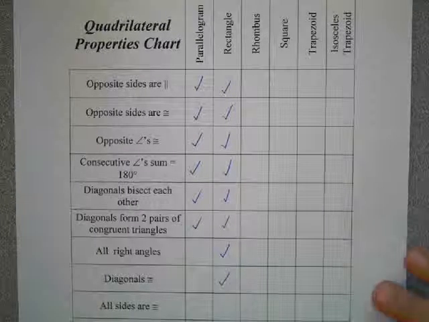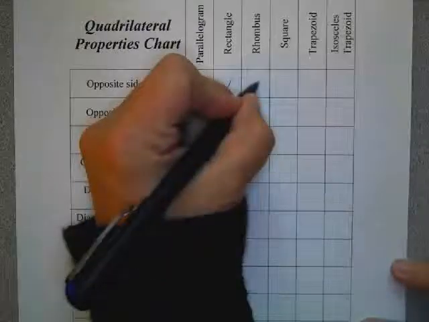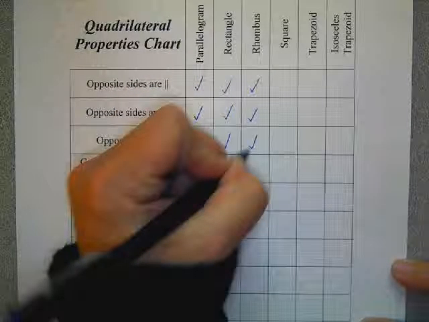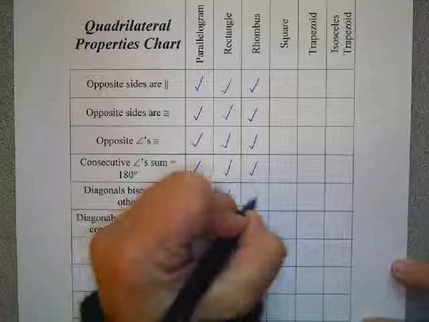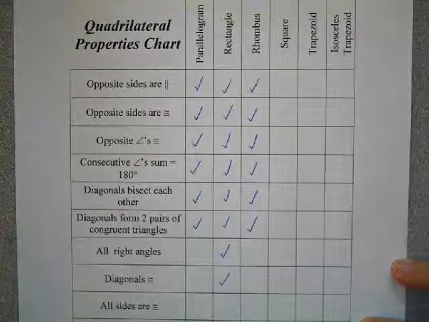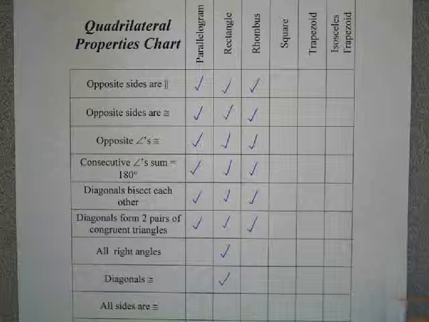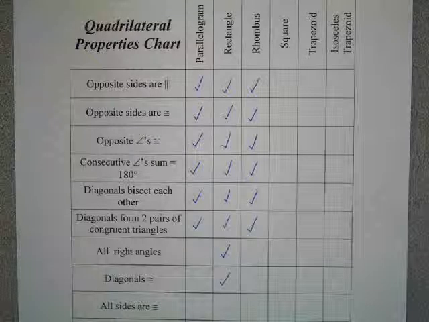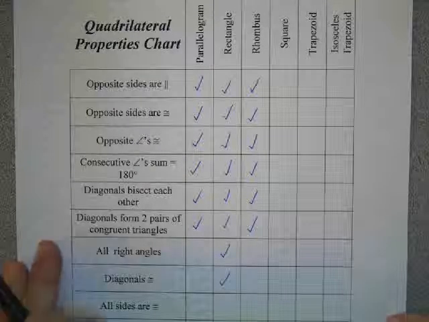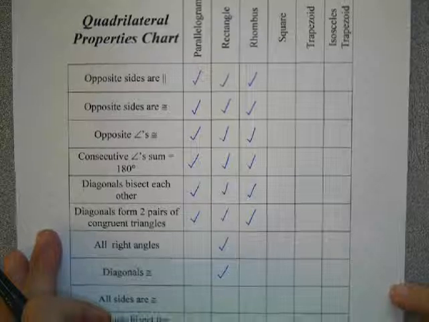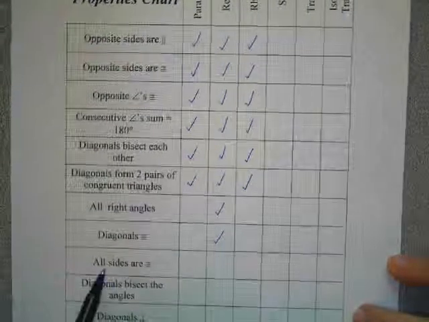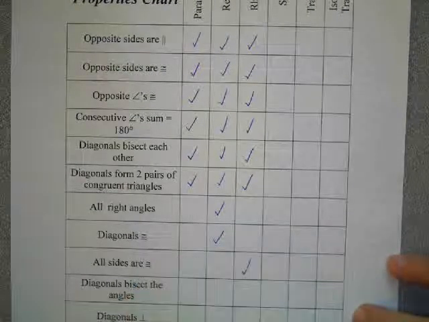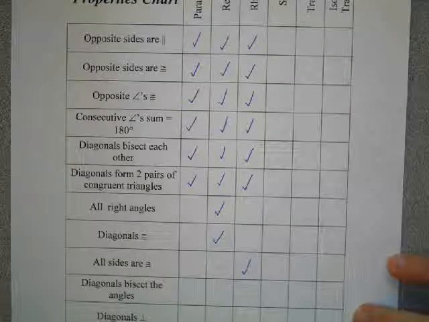For a rhombus, again, rhombuses, or rhombi, have all the properties of parallelograms. And then the rhombus has additional properties that make it a special parallelogram. So in order for a parallelogram to be a rhombus, all sides must be congruent. That's the main characteristic that will separate a rhombus from just being a parallelogram.